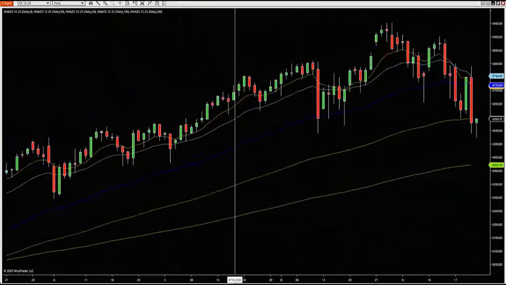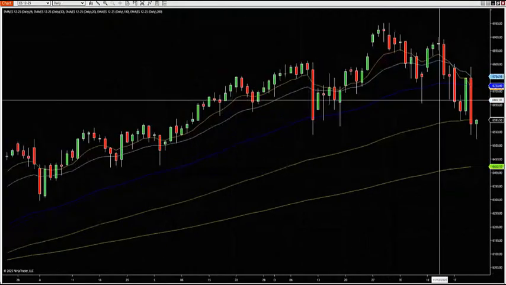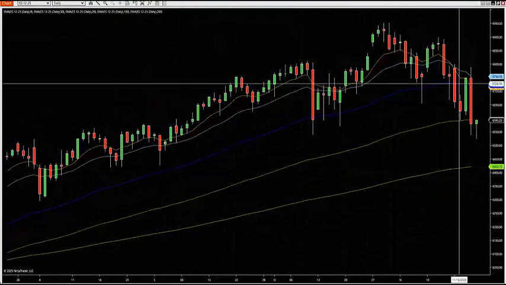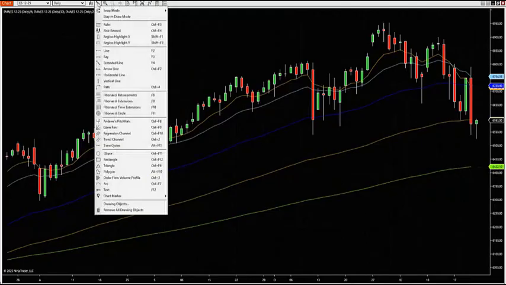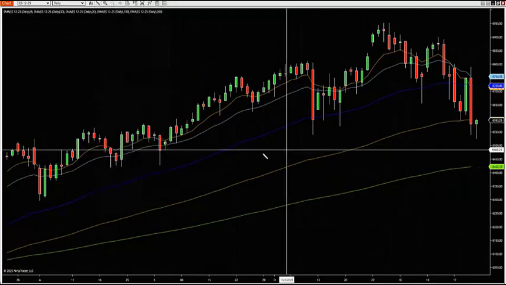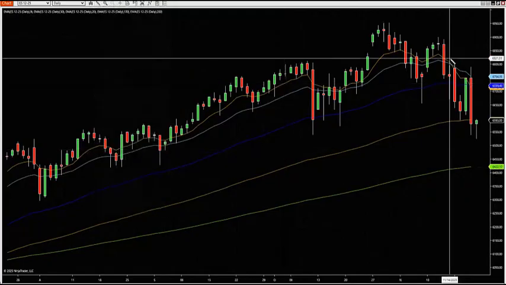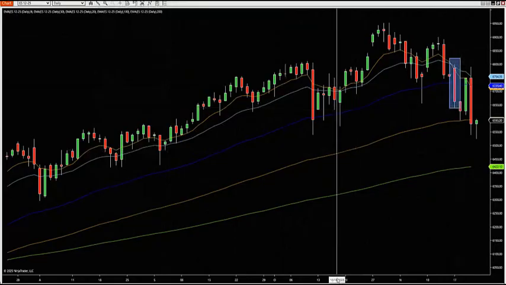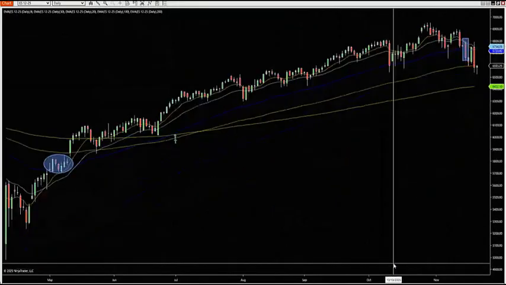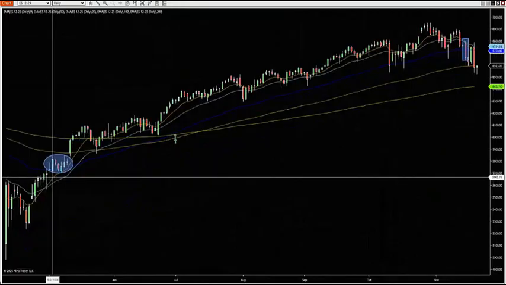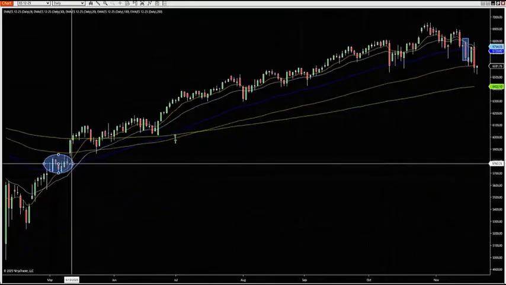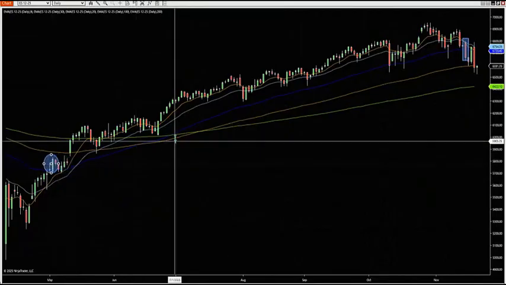This is a daily chart on the ES. You can see we broke the 50 MA for the first time. We closed below it for the first time since the beginning of May, all the way back when we had a two candle close on May the 5th or May the 2nd. So the beginning of May was the first time we closed above the 50.